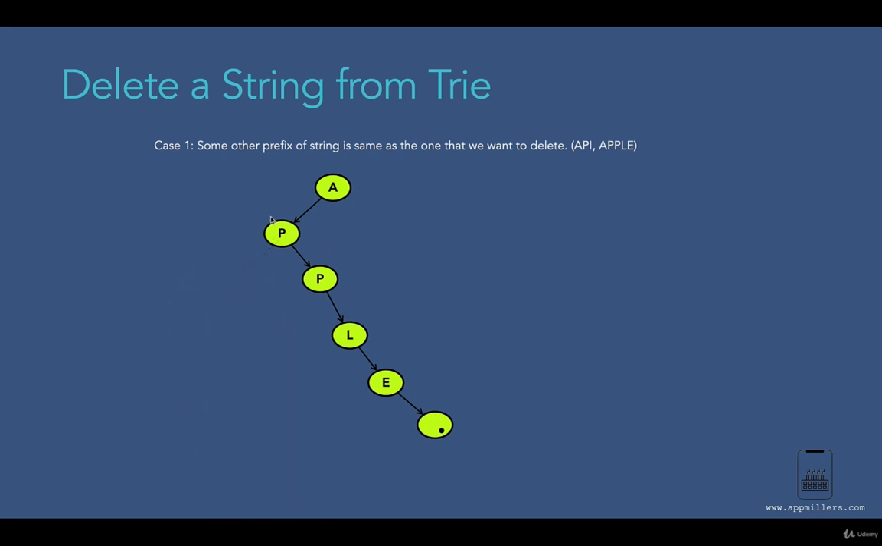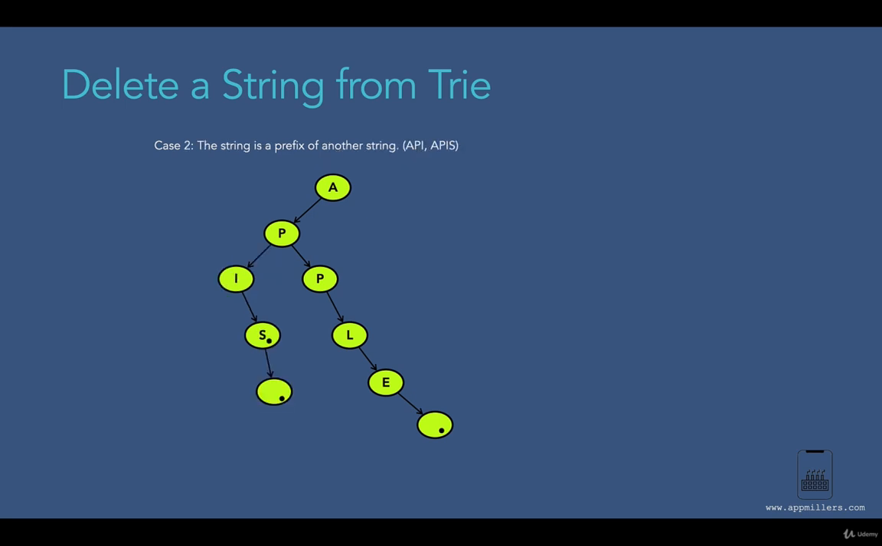Now after deletion, we continue to P. In this case, we see that some other node depends on P. This means that P serves as a node for another string, so we cannot delete P from here. With this, we have successfully deleted API from this trie. After deletion, if we search for API, we can find only A and P. We cannot find I and end of string. So this means that we have successfully deleted API from this trie.